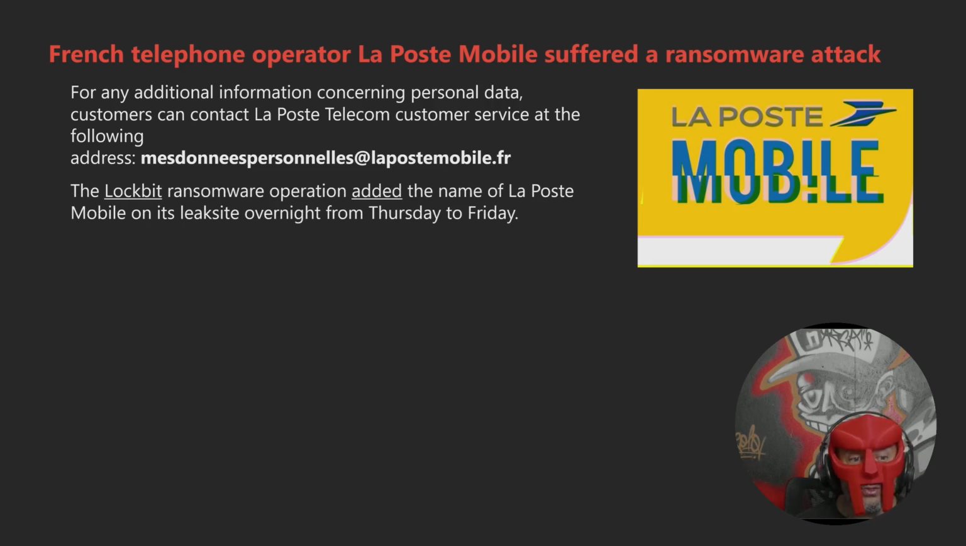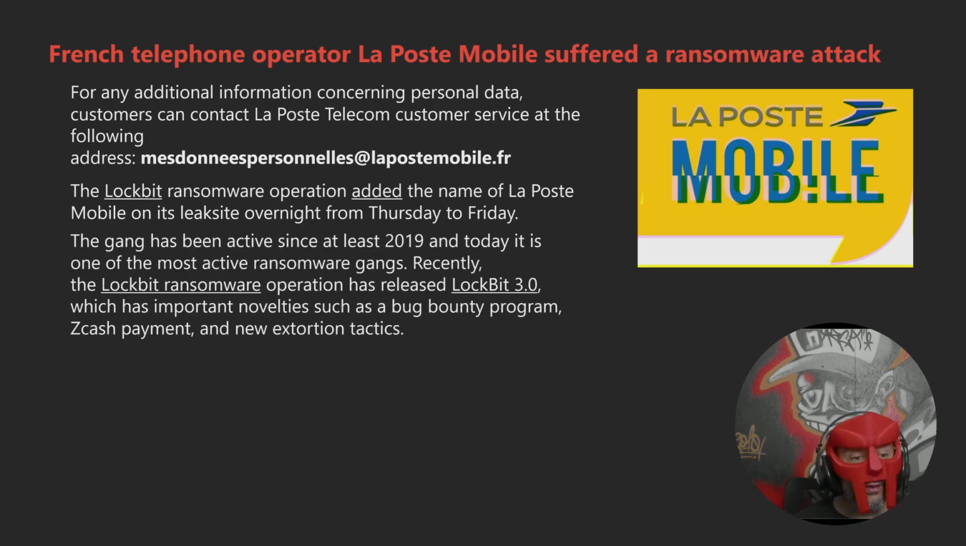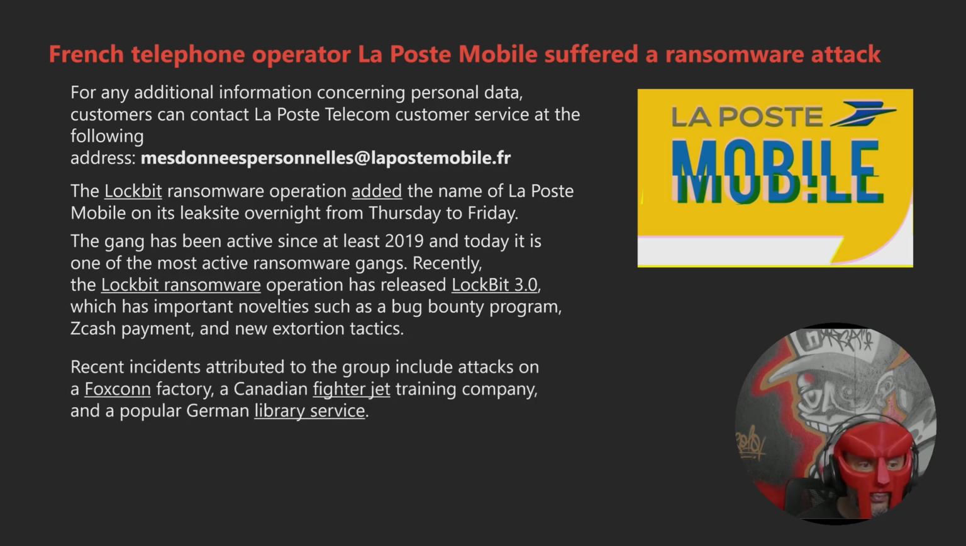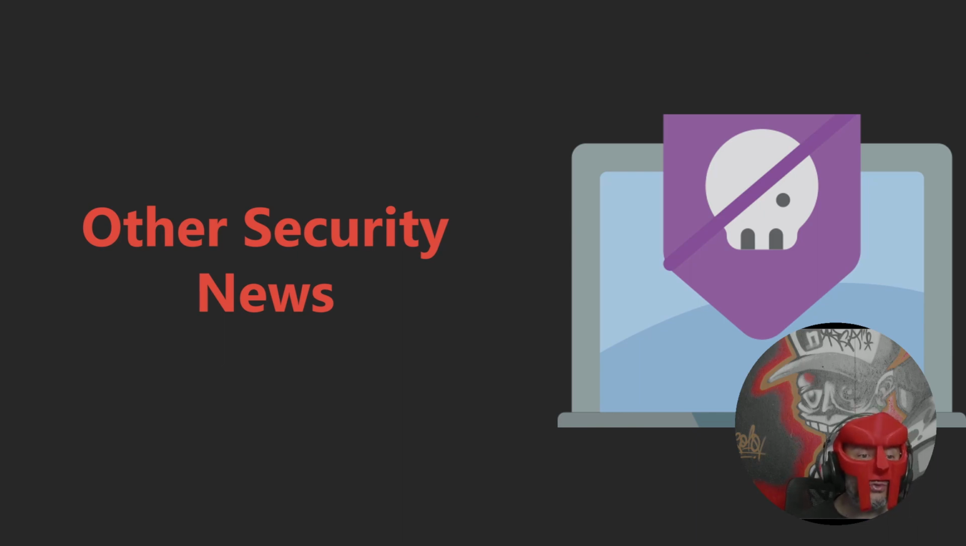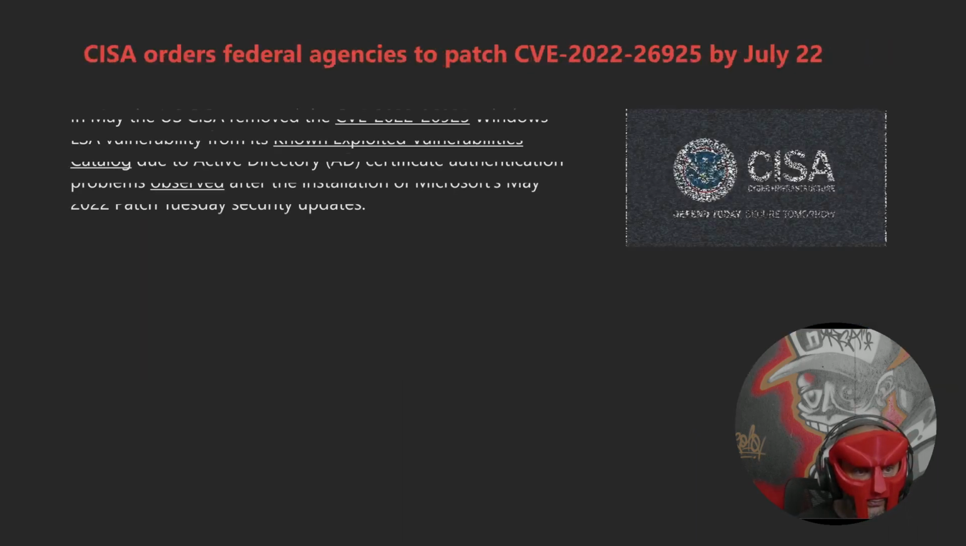The LockBit ransomware operation added the name of Poste Mobile to its leak site overnight from Thursday to Friday, so we now know that it was LockBit that did it. The gang has been active since at least 2019, and we know all this information. They now have a bug bounty program, they accept Zcash, and they have new extortion tactics. Recent incidents attributed to the LockBit group include attacks on Foxconn Factory, a Canadian fighter jet training company, and a popular German library service. Hey, we now move on to other security news.